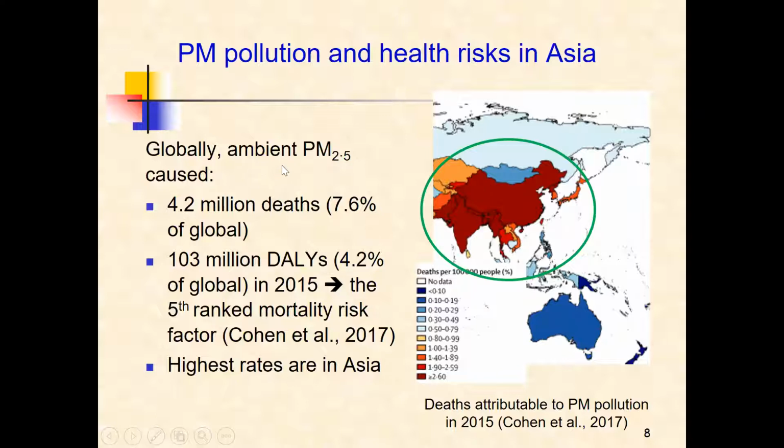So globally, ambient PM2.5 caused 4.2 million deaths. Okay? And 103 million DALYs. DALYs stands for disability adjusted life year loss. It means that we are sick, then we also could not work, so it is also counted as the loss of our time. And then it ranked 5th for mortality risk factor by Cohen et al. And the highest death rates you can see are observed over Asia, India, China, and other countries in Asia.